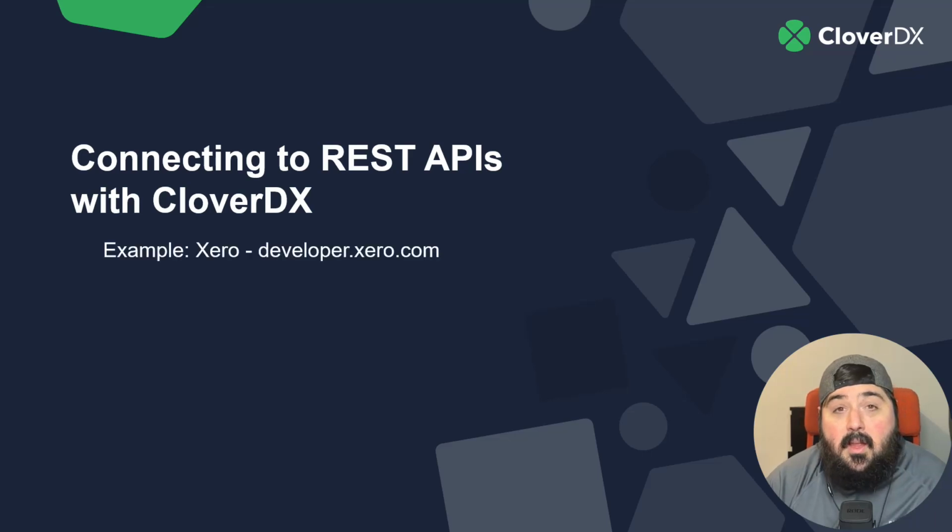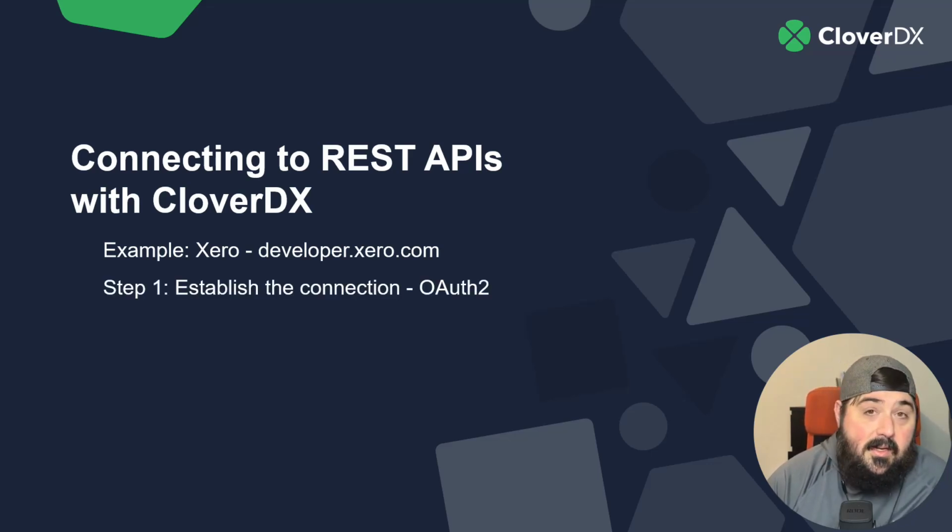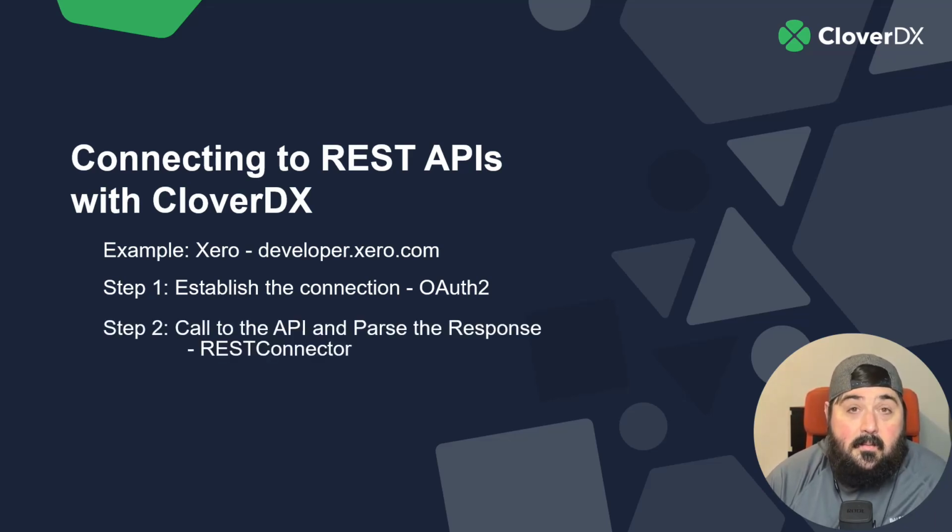For my example, I'm going to be getting a list of accounts from the API of an accounting software called Xero. We're going to do this in two main steps. The first step is establishing a connection between CloverDX and your API. For our example, we're going to use OAuth today. Then, we're going to make the request to the API, get the response, and parse the response, all using one component, the RESTConnector. Let's get started.